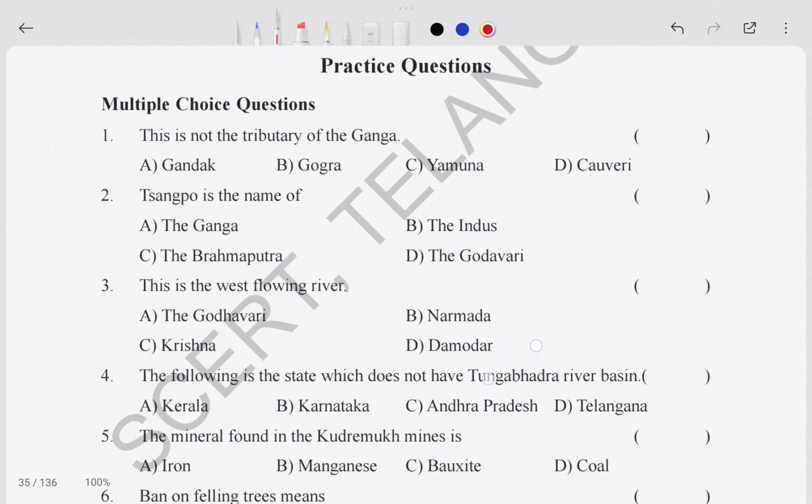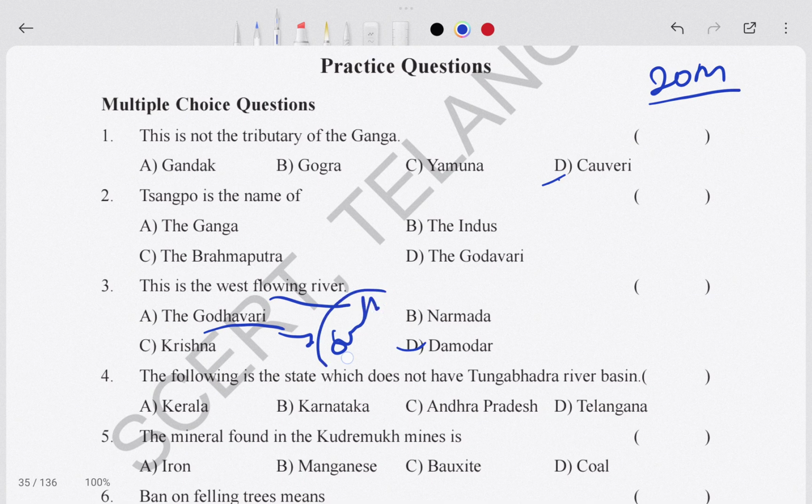So here is a practice question, and first we are going to see the MCQs, which carry 20 marks in our board examination. This MCQ asks: which is not a tributary of the Ganga: Gandak, Ghaghara, Yamuna, Kaveri? Actually, Kaveri does not meet the Ganga. Then this one is about the west flowing river: Krishna, Narmada, Damodar. Godavari flows in the south direction, I think from the Odisha side.